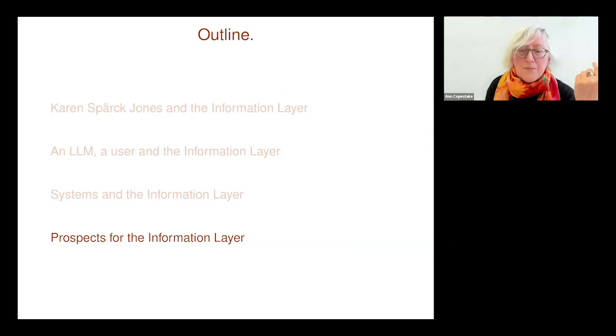Okay. So I want to talk now, just to finish off, about prospects for the information layer. Viewing the information layer as all the language stuff out there, or really what I'm talking about is all the text out there.